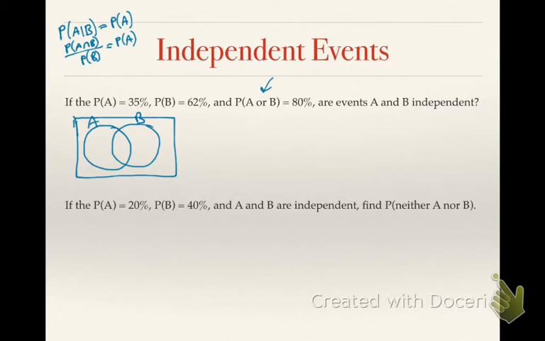Now if I'm given that the total of A or B is 80%, I can use that union formula to find out the probability of their intersection. So the probability of the union of A and B is the probability of A plus the probability of B minus the probability of their intersection. Where their union is 80%, so I'm going to keep things in terms of percent, is going to be equal to 35 plus 62 minus the probability of their intersection.